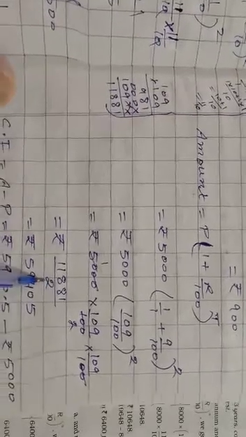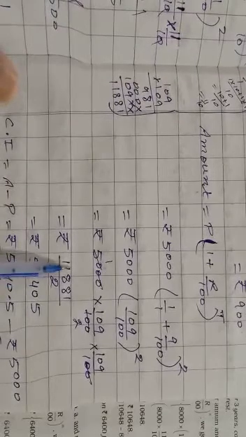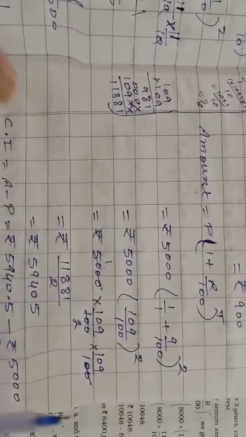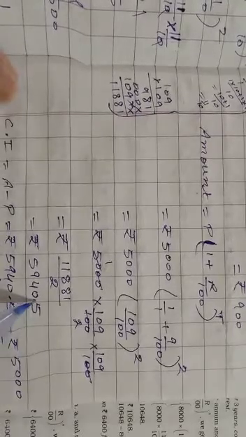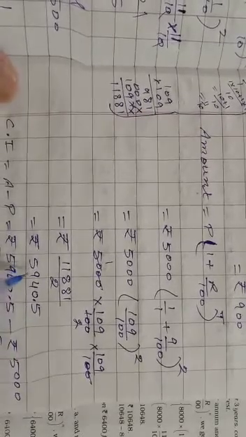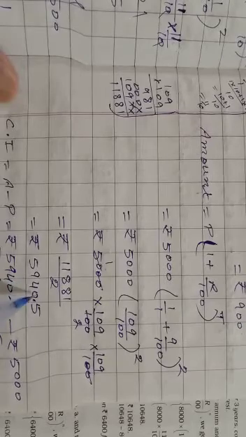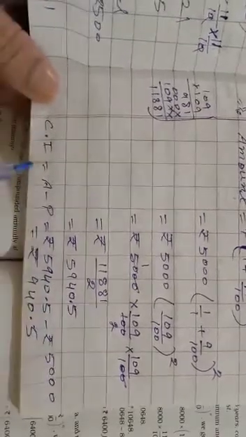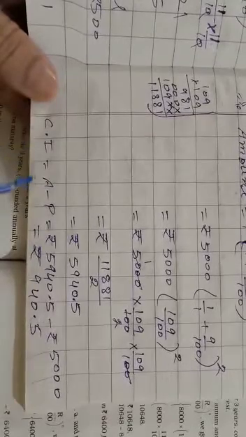11,881 divided by 2, we get 2 5s are 10, 2 9s are 18, 2 4s are 8, 2 0s are 0, 2 5s are 10. That is 0.5. Rupees 5,940.50. Now we find the compound interest.